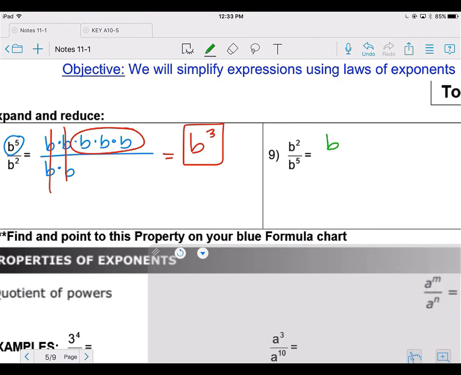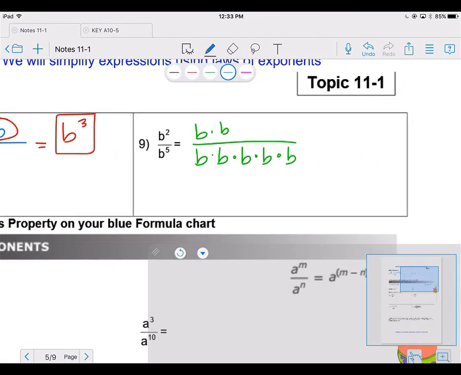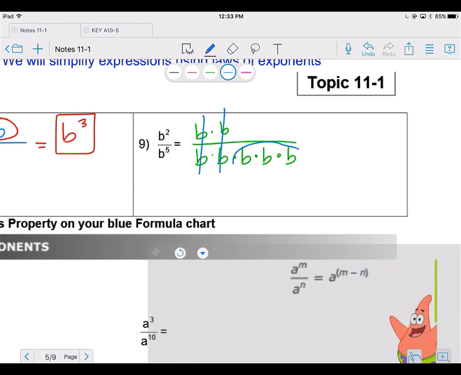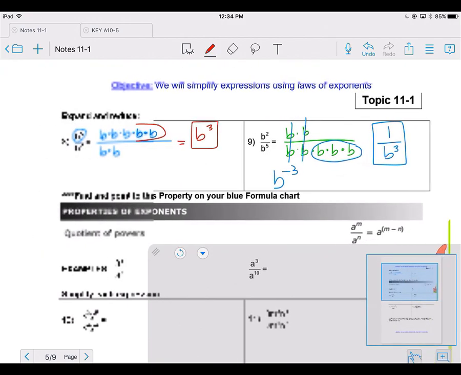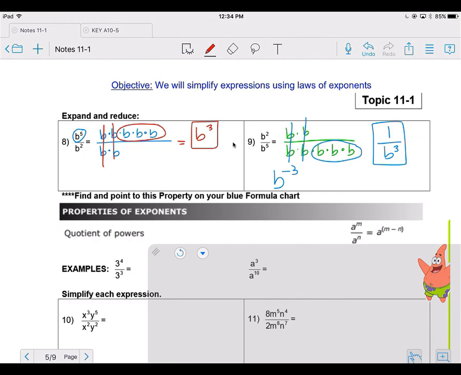Problem 9, we're going to do the same thing, but they're flipped. So b squared is on the top, b to the 5th is on the bottom. So for this rule, my b's cancel, and I have b times itself 3 times on the bottom. Now this can also be written as b to the -3, and I'll show you why in a minute. But what you need to understand here is 8 and 9 are very similar. If you notice, the bigger exponent here was on the top, and my answer ended up on the top. For problem 9, my bigger exponent is on the bottom, and my answer ended on the bottom.